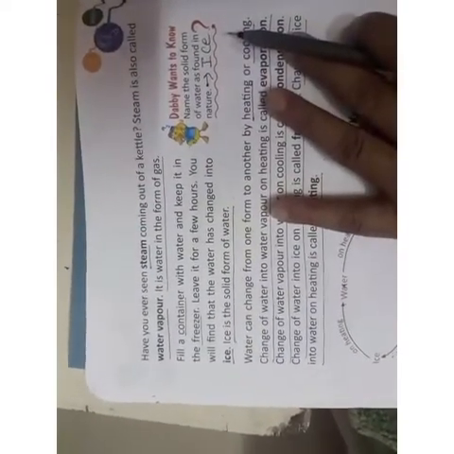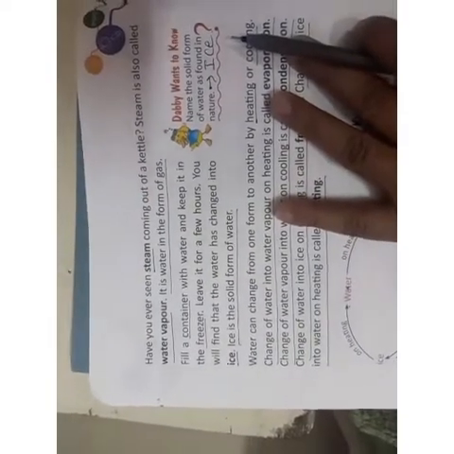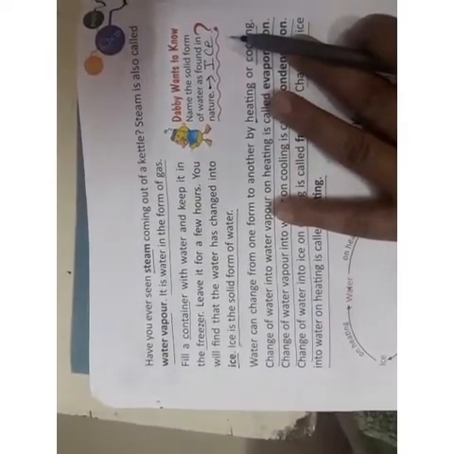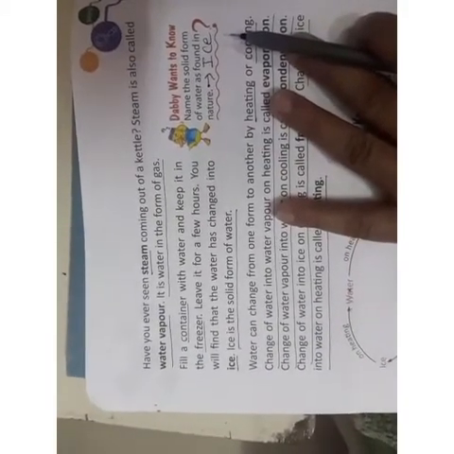Have you ever seen steam coming out of a kettle? Steam is also called water vapor. It is the water in the form of the gas. As you all know, that I told you that when the water starts boiling, you can see the steam coming out of that water. Now that steam is, you all know, gaseous form of water or steam. It is also called as the water vapor.